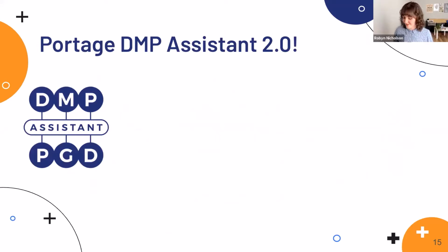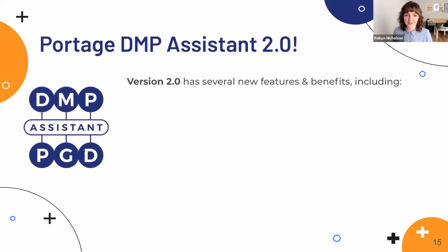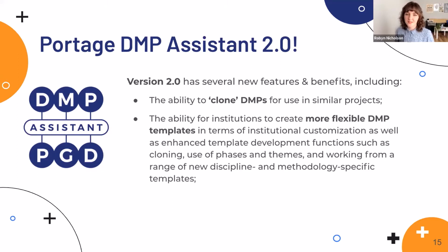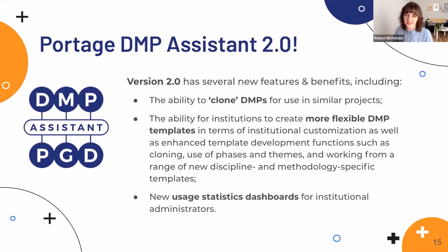Version 2.0 has several new features and benefits, including the ability to clone or copy DMPs for similar projects, the ability for institutions to create more flexible DMP templates in terms of institutional customization, as well as enhanced template development functions such as cloning, use of phases and themes, and working from a range of new discipline and methodology specific templates, as well as new usage statistics dashboards for institutional administrators. So let's take a look at some of these new features in action.